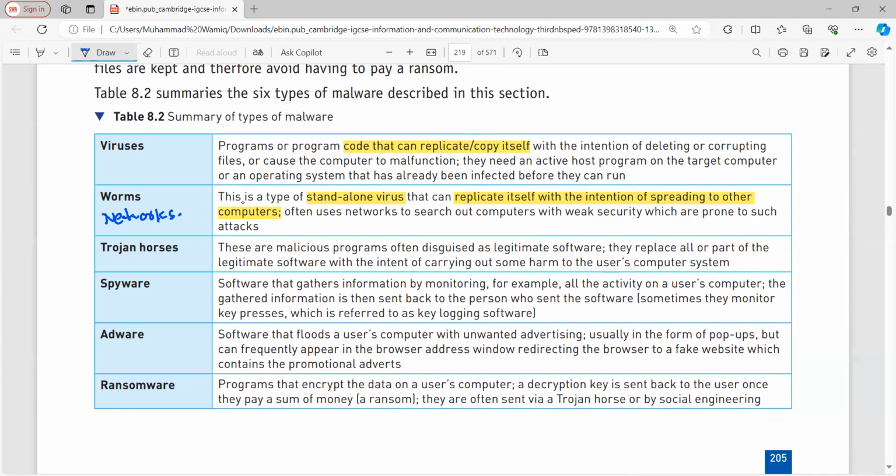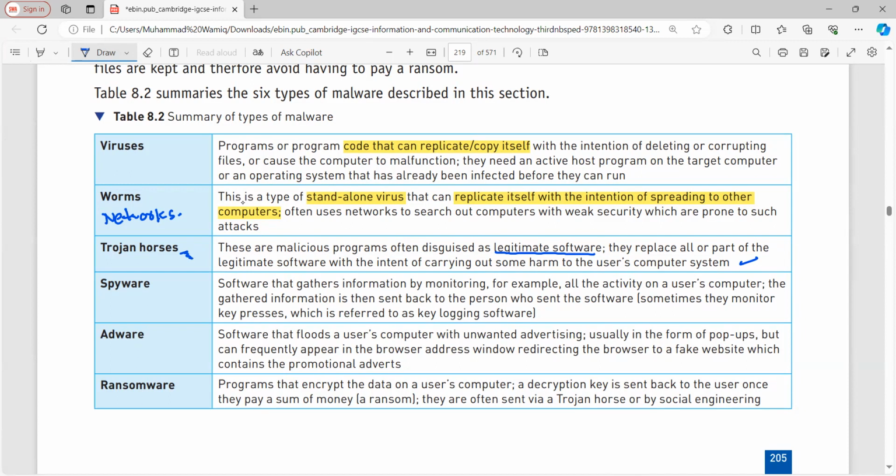What are Trojan horses? Trojan horses are malicious programs that are disguised as original-looking software. They basically replace parts of your original software with the intent of causing harm to your computer system. For example, you have a software and you think it is useful, but what it does is replace itself with viruses. So that's what happens in Trojan horses.